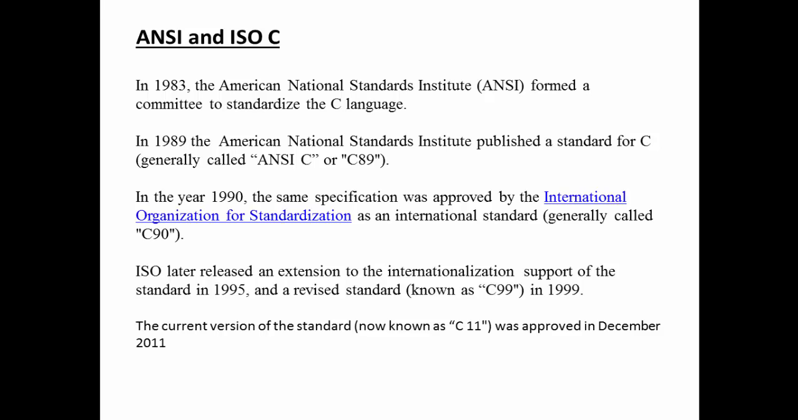Okay, so later, in the year 1995, the International Standards Organization, with the support of a revised committee on the standards, released a version of the C language known as C99 in the year 1999. Since it was released in 1999, it got the name C99. The current and most recent version of the C language is C11, which was approved in December 2011.